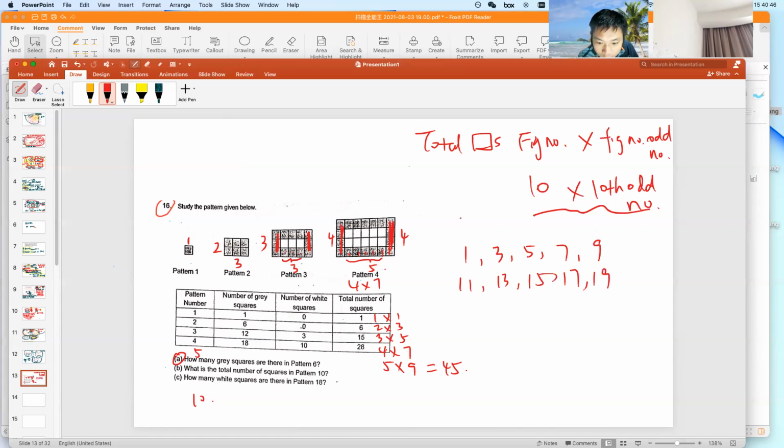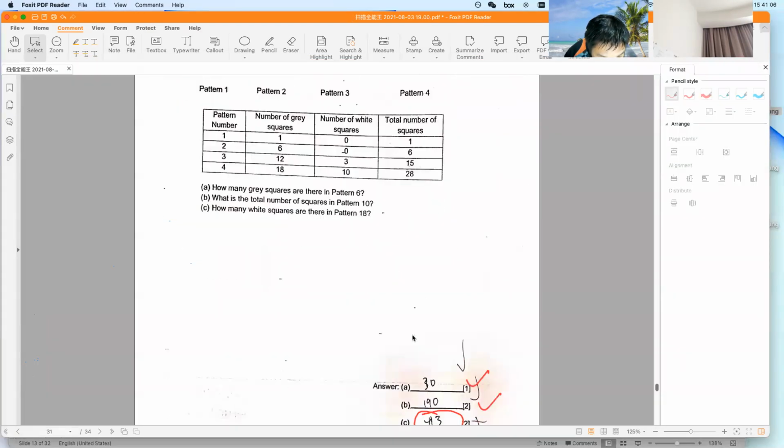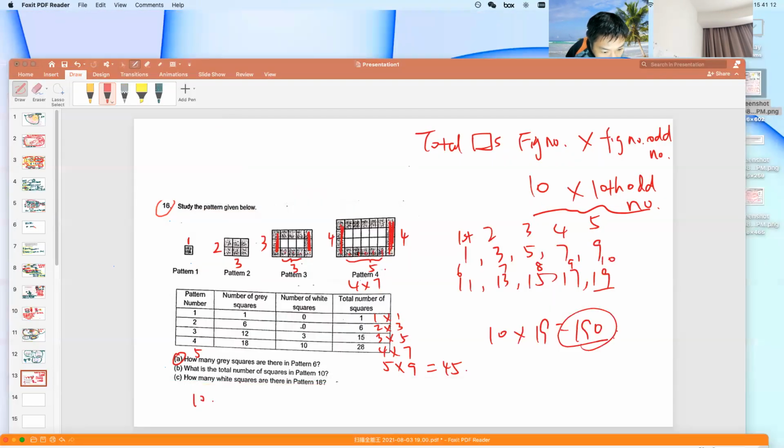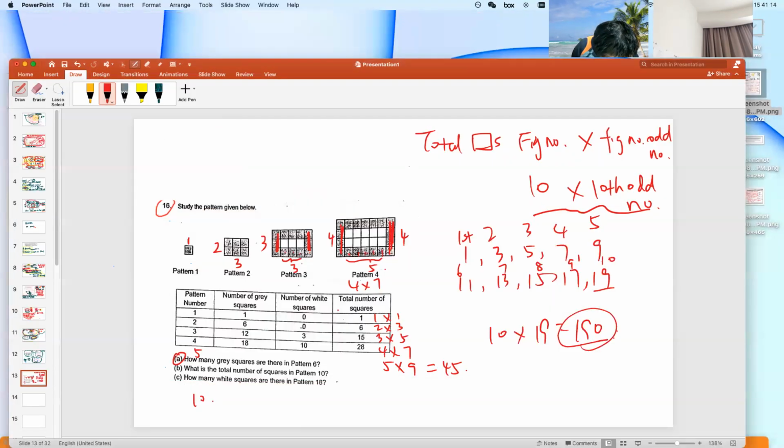Okay, good. So this is the first, second, third, fourth, fifth, sixth, 7, 8, 9, 10. So the 10th one is 19. So basically you are supposed to get 10 times 19. That is 190. So the second answer should be 190, right? Yes. Okay. So therefore, with this, then you can start to get the pattern 18, right?